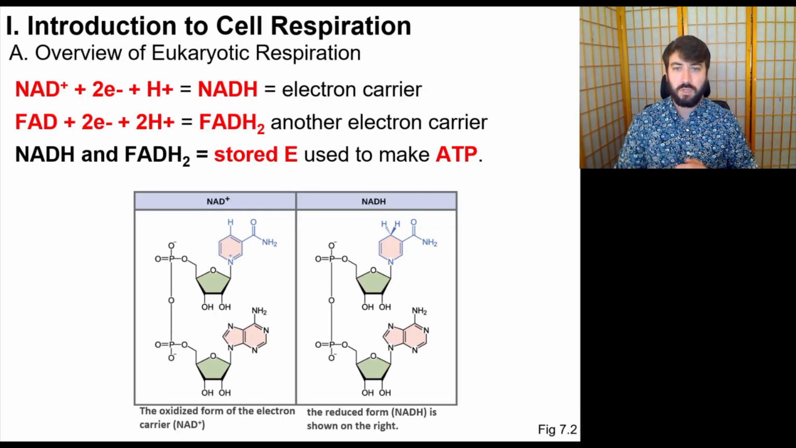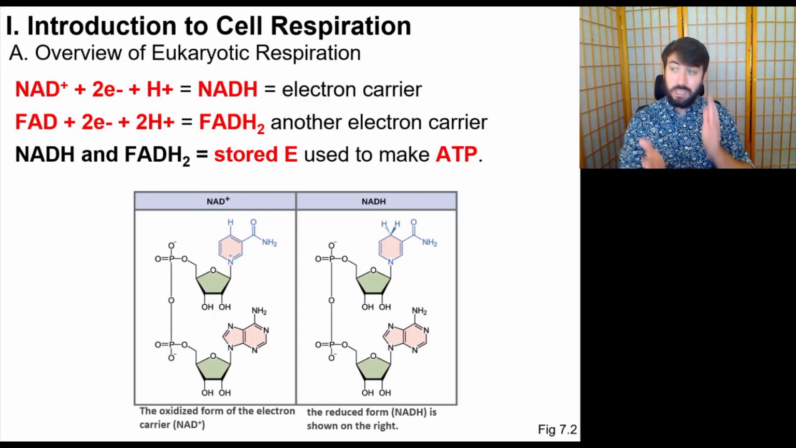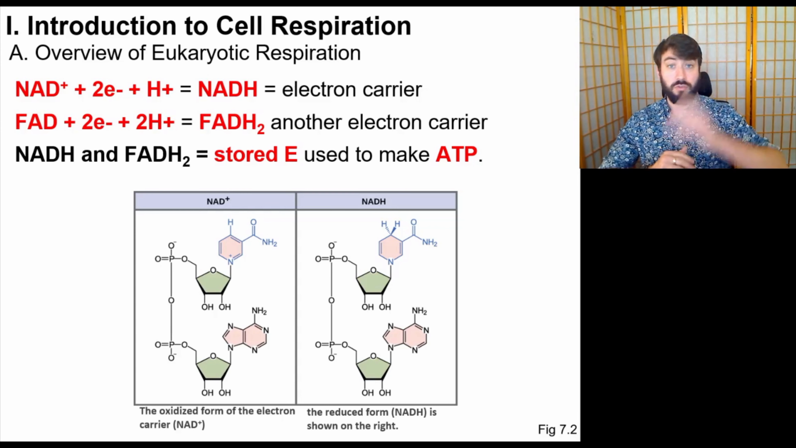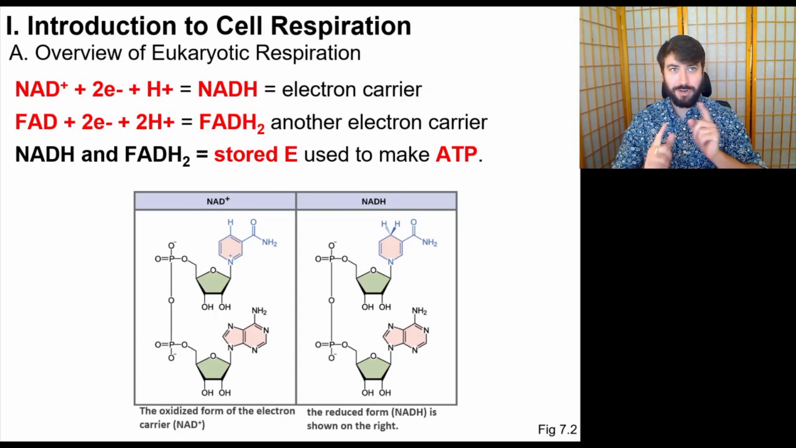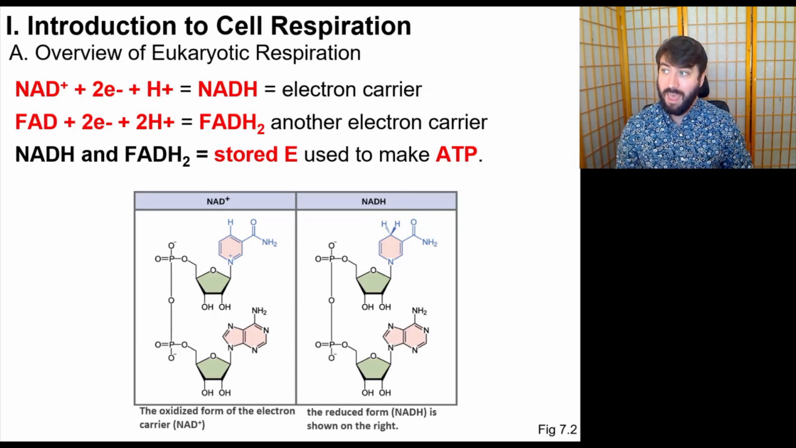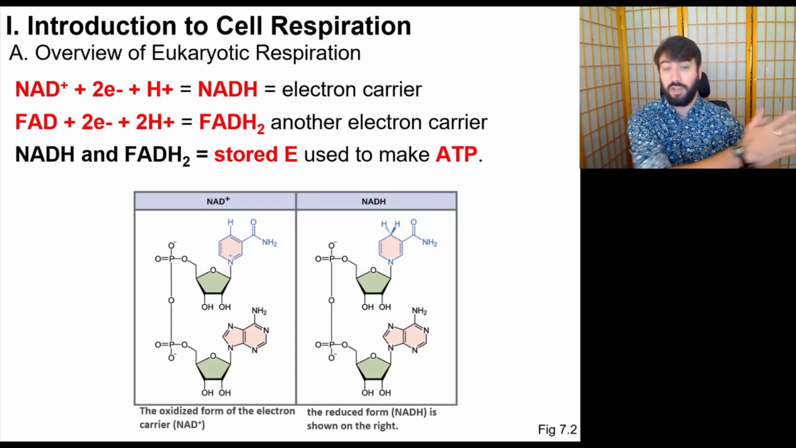Now, if you notice, NAD plus actually manages to pull off more electrons than hydrogen ions, unlike FAD, which actually pulls off an equal number of hydrogen ions and electrons. Now, both NADH and FADH2, let's say the reduced versions, I had to do reduction is gain in my head, the reduced versions of NAD plus and FAD, they basically represent this kind of stored energy that we're going to harness later on. Okay.